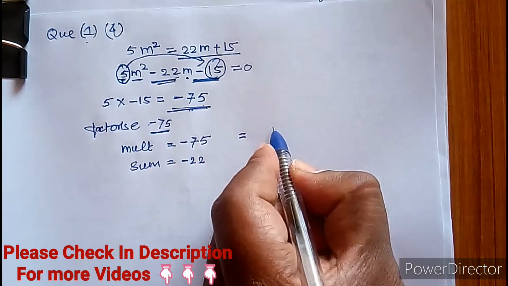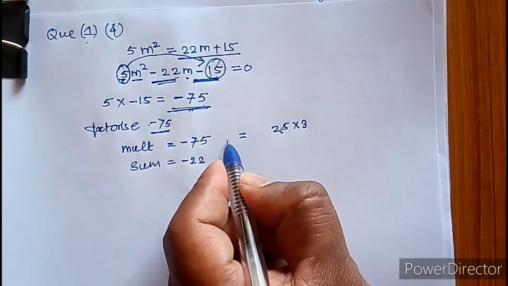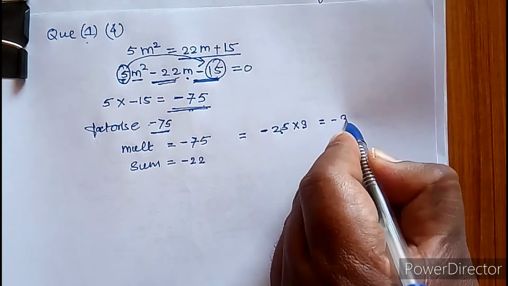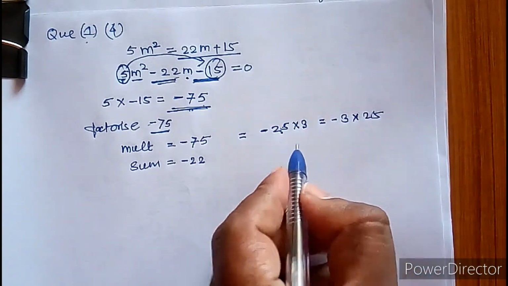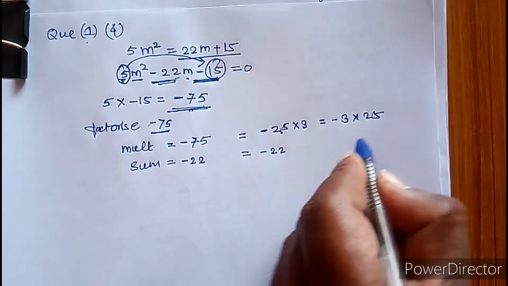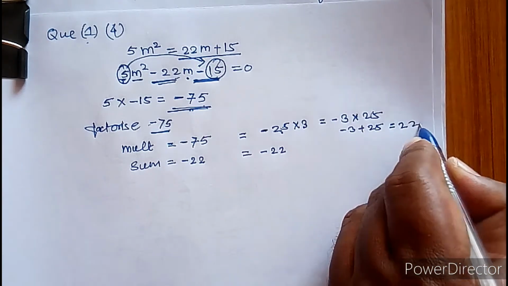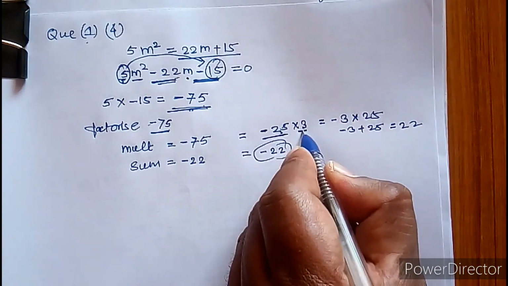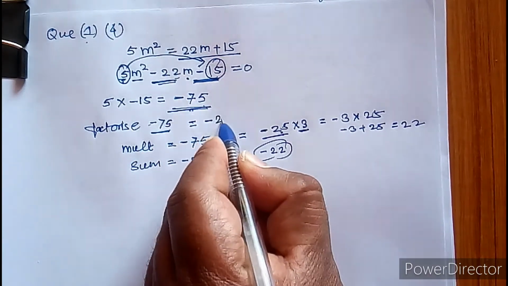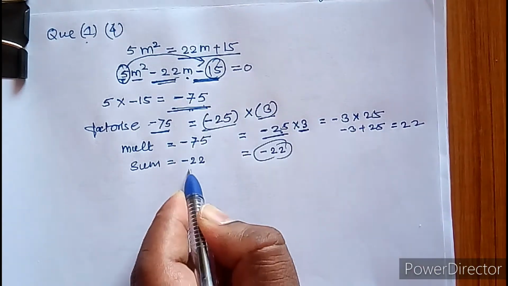The simple factors of 75 are 25 into 3, that is 75, but we need minus 75, so either minus 25 into 3 or minus 3 into 25. What will be the convenient sum? Minus 25 plus 3 will be minus 22, and minus 3 plus 25 will be only 22. So this is the convenient pair: the factors of minus 75 are minus 25 and 3, and the sum of these is minus 22.